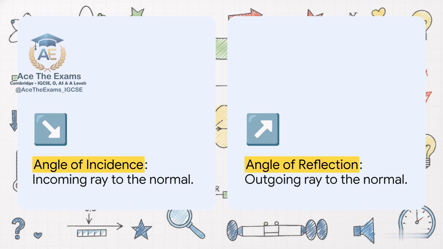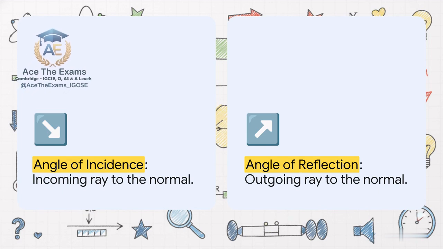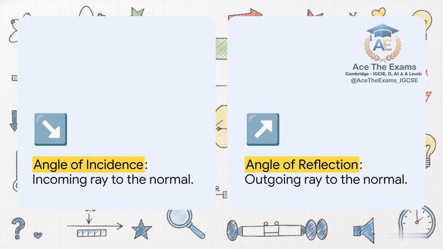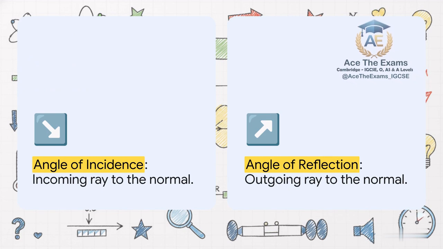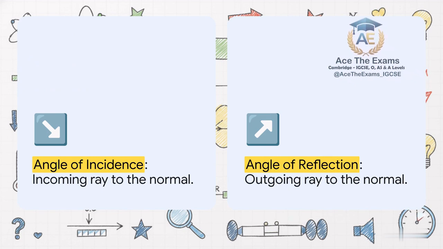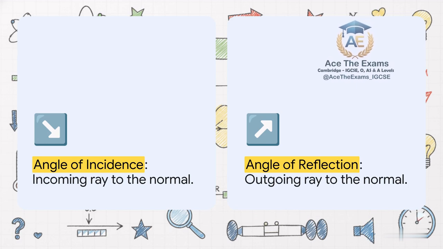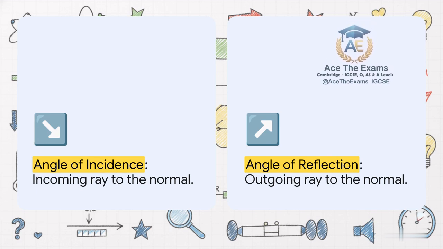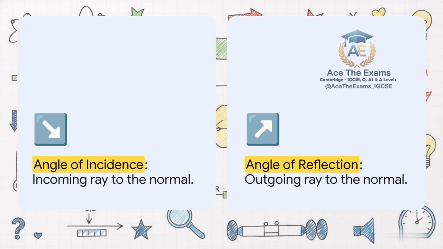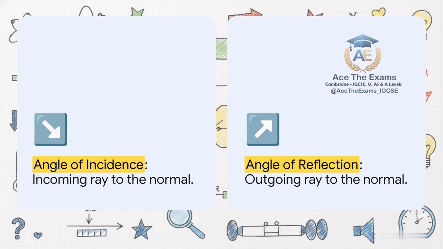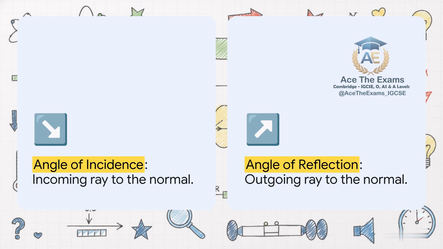The angle of incidence is the incoming ray measured specifically to the normal. The angle of reflection is the outgoing ray, again measured specifically to the normal. The absolute most essential, non-negotiable rule to perfectly identify and apply here is that the angle of incidence always equals the angle of reflection. Memorize it right now. I equals R. It's that simple.